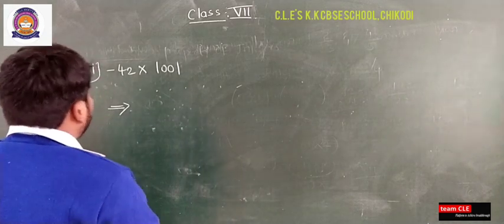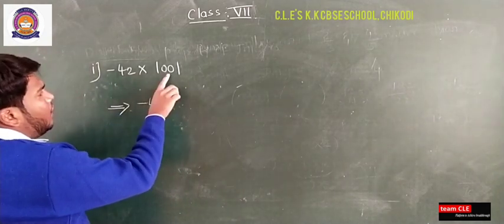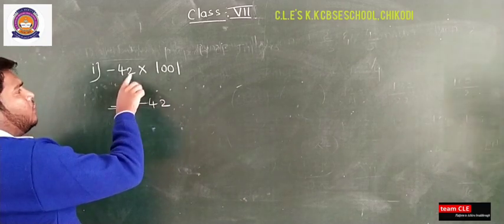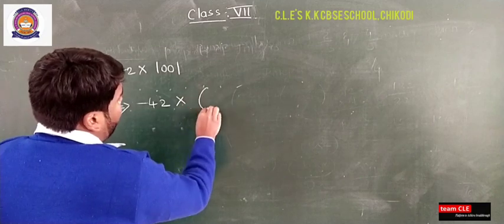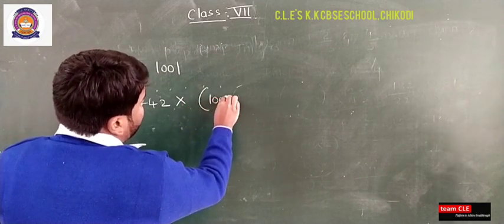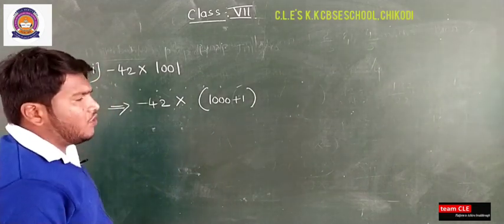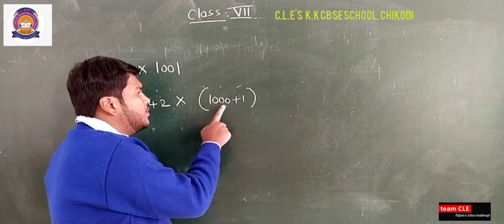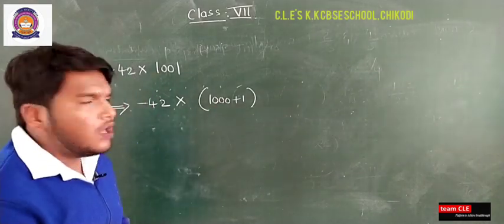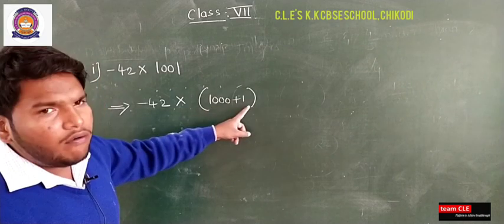So I'll write this minus 42, I consider this as a, but I need b and c, as they have given only a into b. So how to convert this? I will write 1001 in the form of 1000 plus 1. Now see, this is a, this is b, this is c. So this looks of the form a into (b plus c).